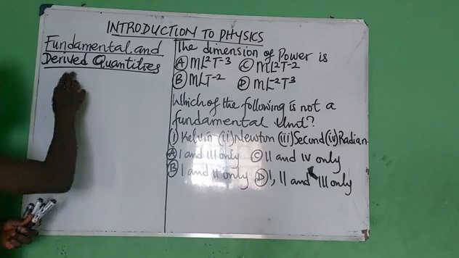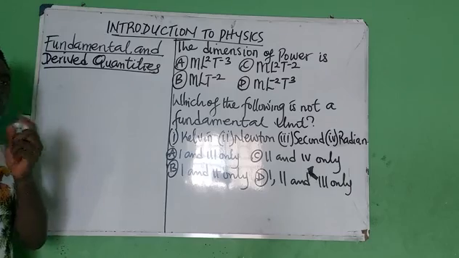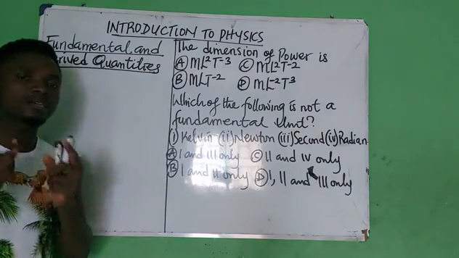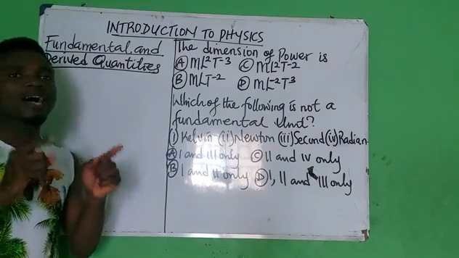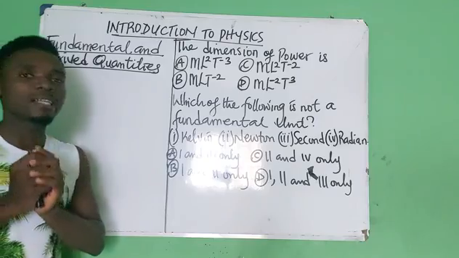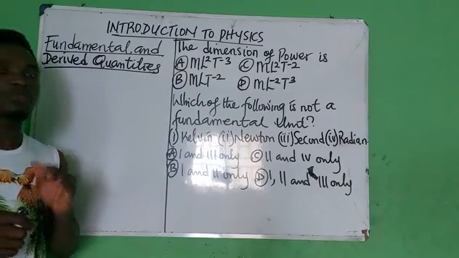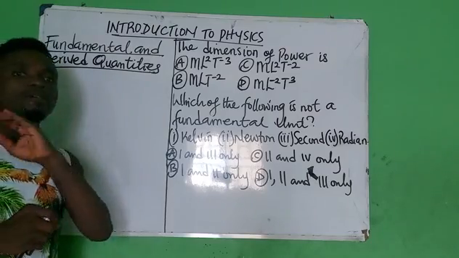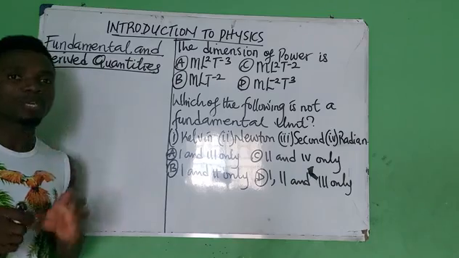All right. Now, fundamental quantities are quantities that are independent or they do not depend on other quantities, which means that they can exist alone. I'll take it again. Fundamental quantities are quantities that are independent or they do not depend on other quantities. That means they can exist alone. So I shall be giving you the examples of fundamental quantities we have in physics. And John will ask you which of the following is fundamental quantity. Please, it's very important you carefully pick your answer.